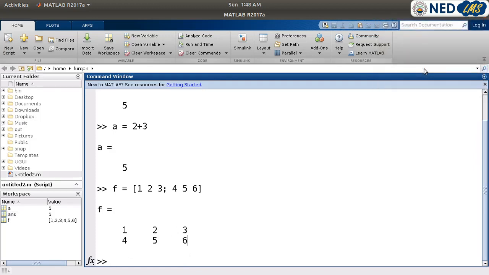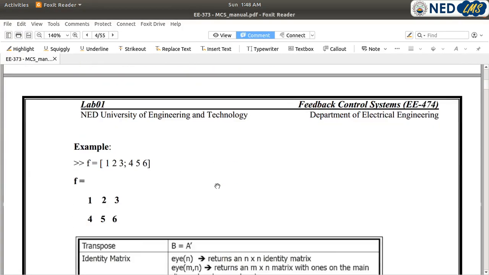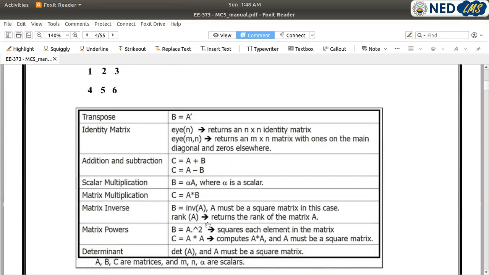Now, let's go back to the manual again. Here we are given a table. In this table, some commands for matrix manipulation are written. You guys know all these matrix operations. You can test them on your own to see how they work.